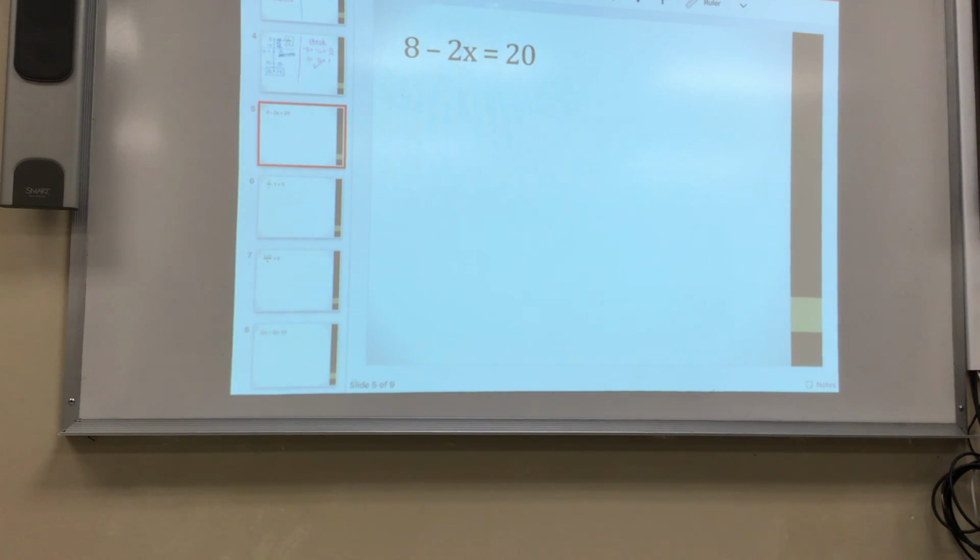Wait, I have a question. Do you also like the 8, or do you also like the one with the variable? The one with the variable, always the one with the variable.